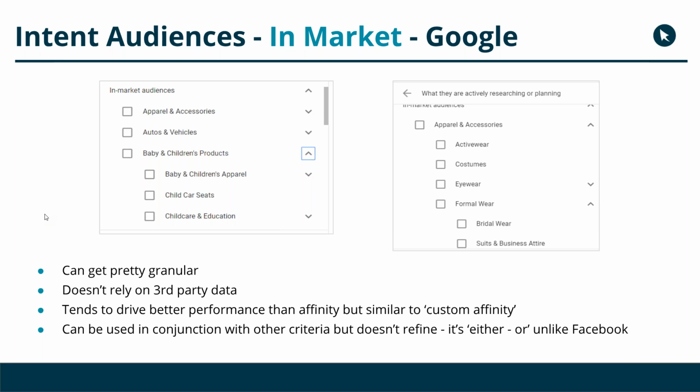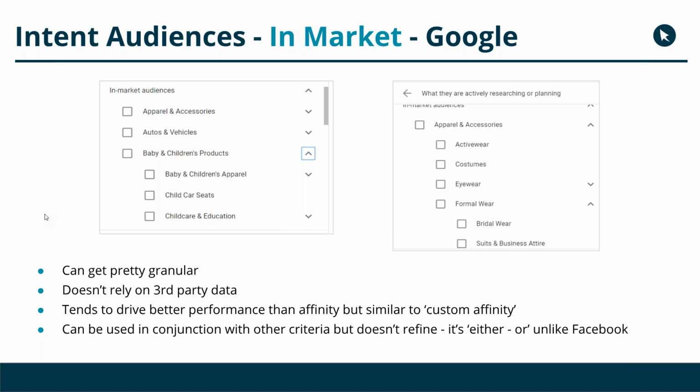So these in-market audiences do tend to drive better performance in terms of direct response conversions and revenue than the affinity audiences do. But it's similar to the custom affinity audience in terms of performance. So they're kind of in that same realm. And you can use it in conjunction with other criteria.